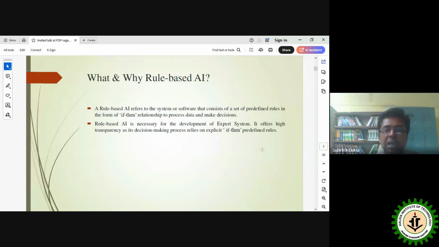Now, why is this AI-based rule system actually required? What is it and why is this rule-based system required? As I have already told, rule-based AI actually refers to if-then relationships. That means if I want to develop some kind of transparency in my decision making process, then this kind of if-then relationship is very important. So rule-based AI actually refers to the development of if-then relationships. And why is it required? As I have already told, for the development of the expert system, and that expert system will help in the decision making process.